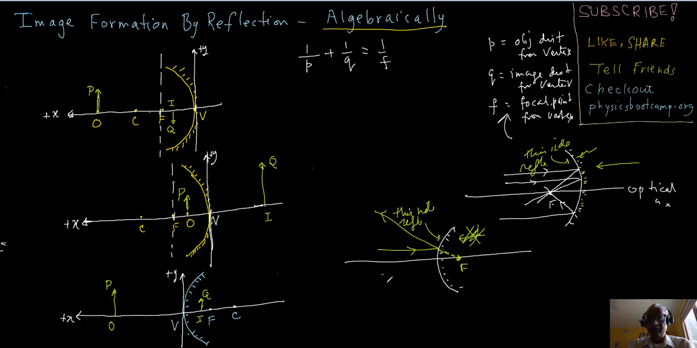If I do another ray on the same side, it will bounce off in that direction. If I do another ray, it will bounce off in that direction. So this is the convex mirror, and this is the concave mirror.